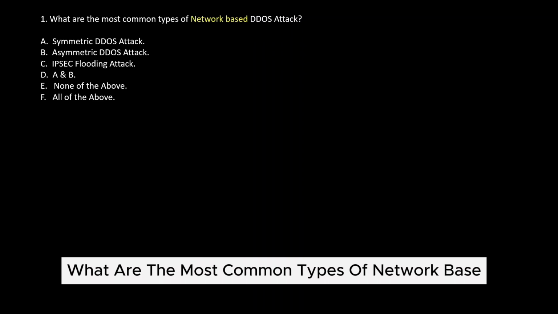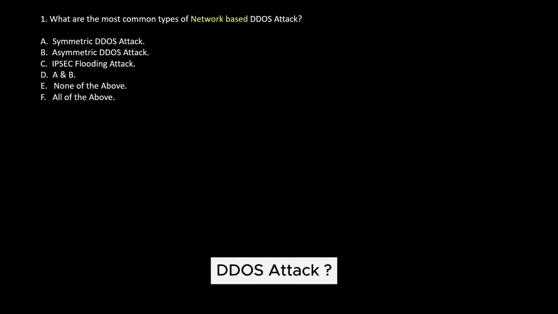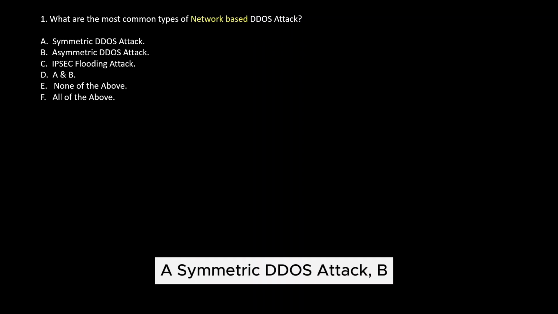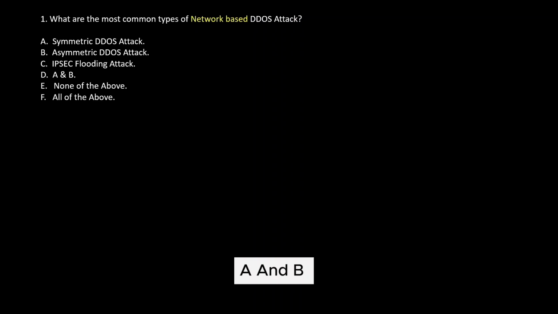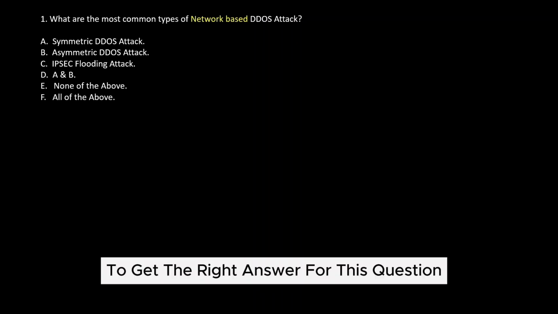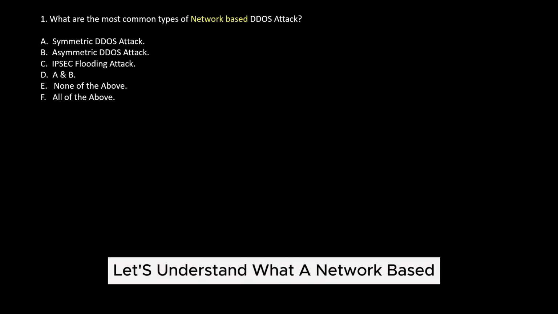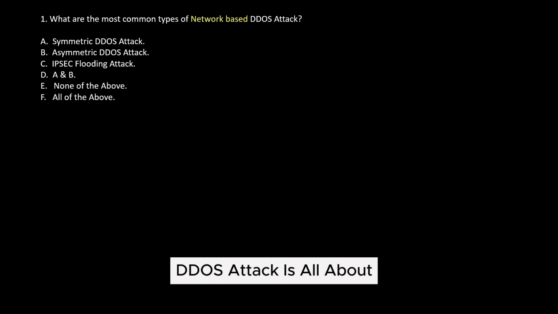What are the most common types of network-based DDoS attack? A. Symmetric DDoS attack. B. Asymmetric DDoS attack. C. IPsec flooding attack. D. A and B. E. None of the above. F. All of the above.